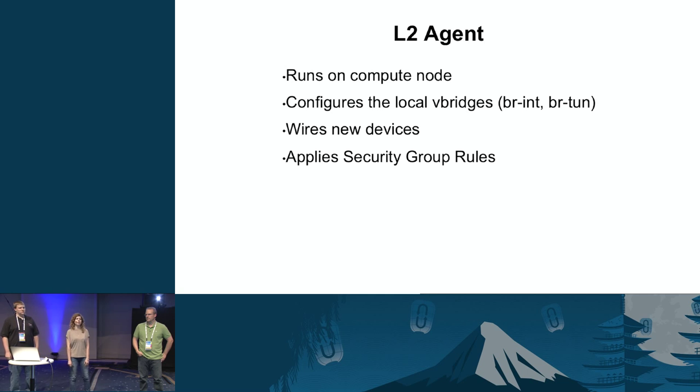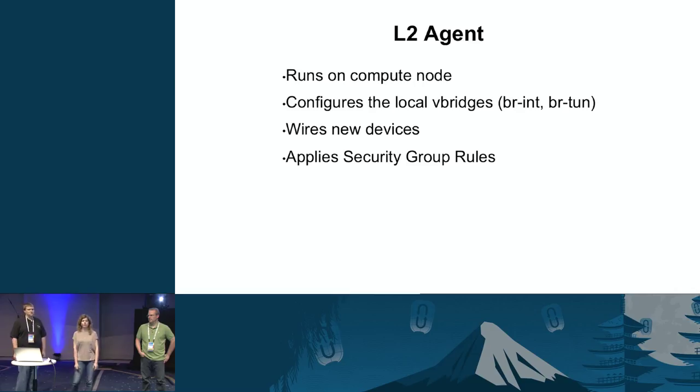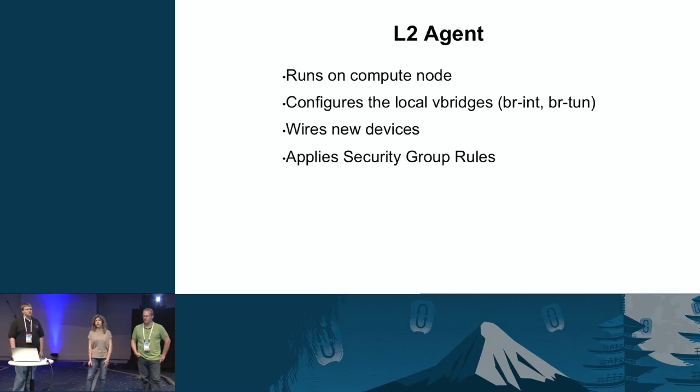It's the one that has the flows to translate the VLAN ID assigned to the network into the segmentation ID. So if you're using, for example, GRE tunnels, it would be the GRE tunnel ID. Its main task is to wire new devices. It basically checks every time if a new device was added, and by new device, I mean a tap interface that is created by Nova to connect the VM. If it detects a new device, it will communicate with the Neutron server to get the device details, and it will wire the device.